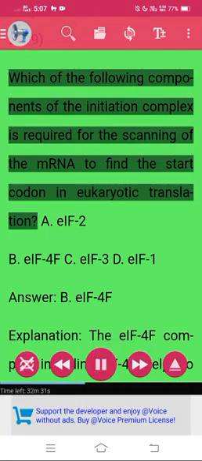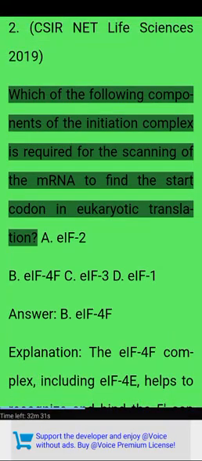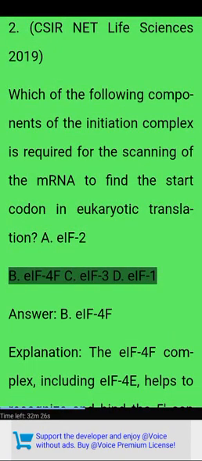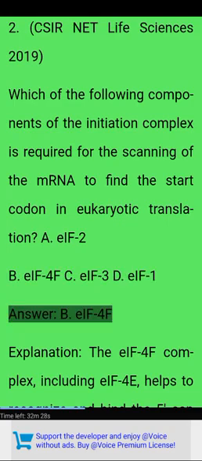Which of the following components of the initiation complex is required for the scanning of the mRNA to find the start codon in eukaryotic translation? A. eIF2, B. eIF4F, C. eIF3, D. eIF1. Answer: B, eIF4F.